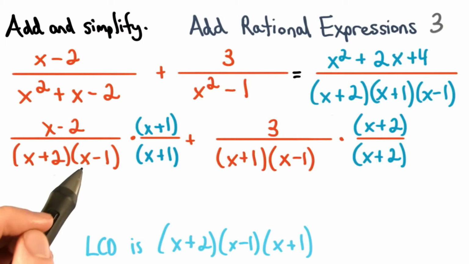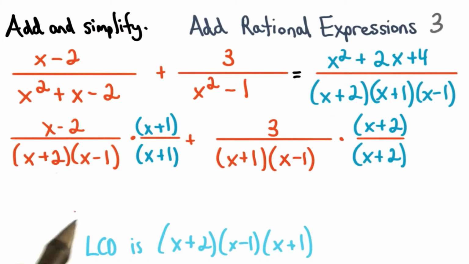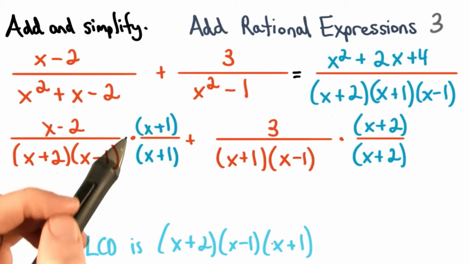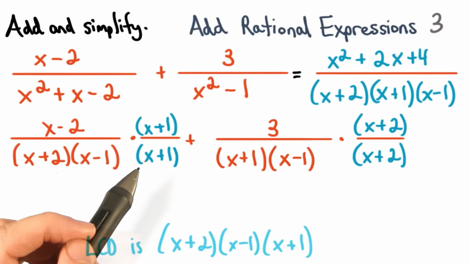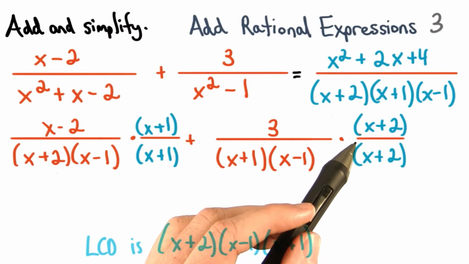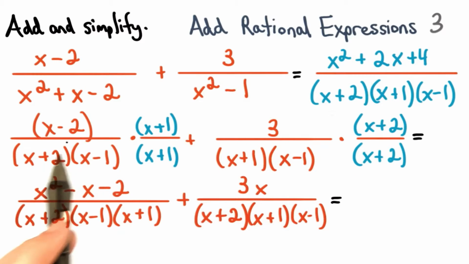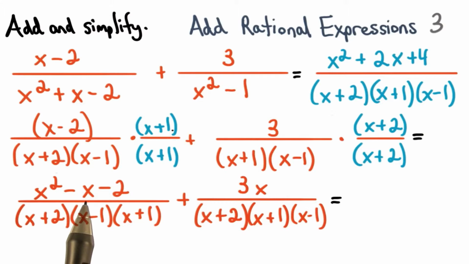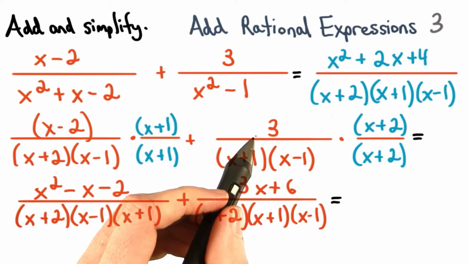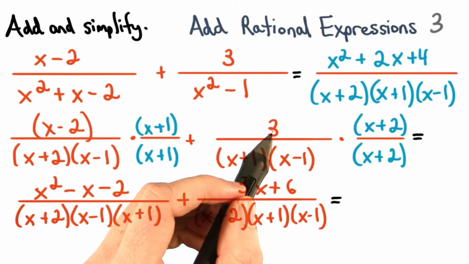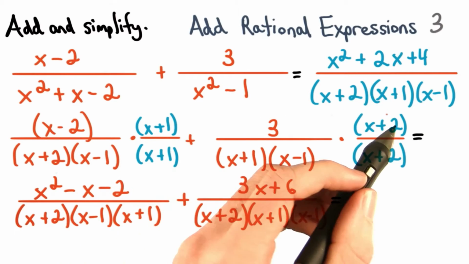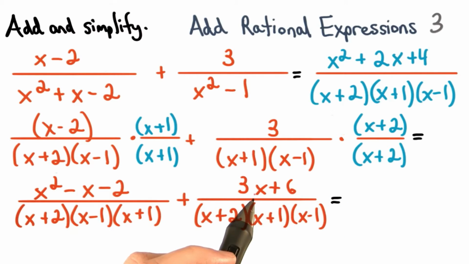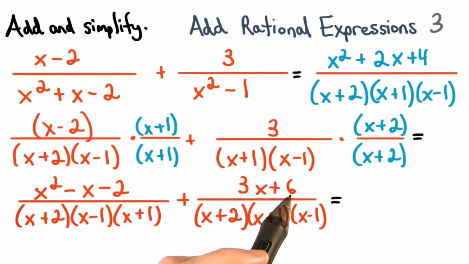Next, we want to turn each of these fractions into an equivalent fraction with the lowest common denominator. This first denominator is missing the factor x plus 1, so we multiply the numerator and denominator by it. The second fraction is missing the factor x plus 2. For this numerator, we're multiplying two binomials together, and we get x squared minus x minus 2. For the second fraction, we're just distributing this 3 to the quantity x plus 2. So we have 3 times x, which is 3x, and 3 times 2, which is 6.